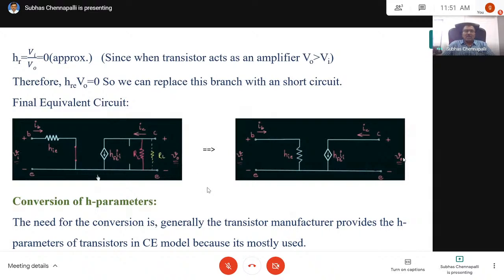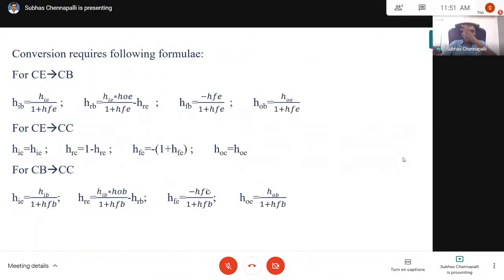Now, the generic configuration we have done. The conversion formulas are summarized here. How to convert CE to CB: I want common base parameters and I know common emitter parameters, and these are the formulas used. Similarly from common emitter to common collector, and common base to common collector. These are the conversions.